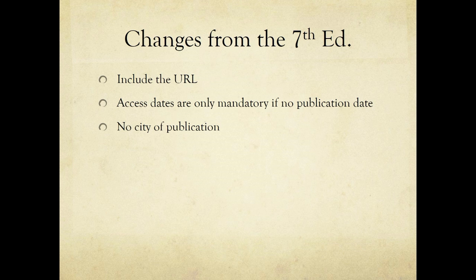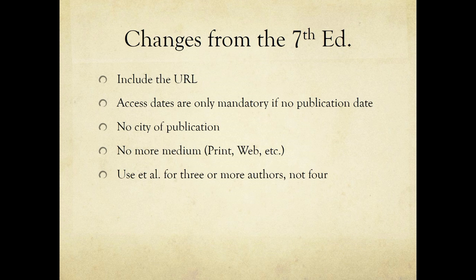Fourth, you don't need to list the medium of the work, so you don't need to put web, print, DVD, whatever. It's just assumed. Fifth, for sources with more than 2 authors, only the first author is listed, and then you put the et al. afterward. It used to be only done for sources that had 4 or more authors. Now they're down to 3 or more authors, so keep that in mind.